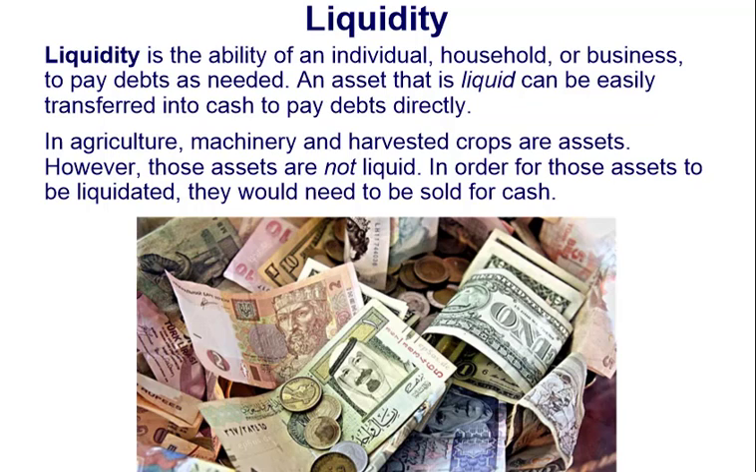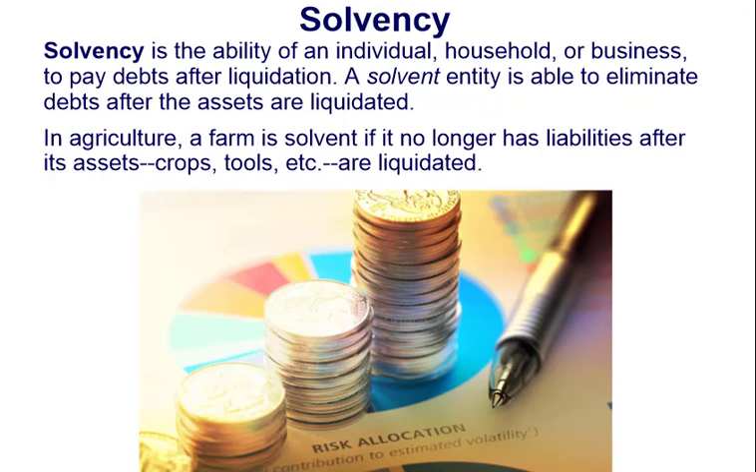Liquidity. Liquidity is the ability of an individual, household, or business to pay debts as needed. An asset that is liquid can be easily transferred into cash to pay debts directly. In agriculture, machinery and harvested crops are assets. However, those assets are not liquid. In order for those assets to be liquidated, they would need to be sold for cash.